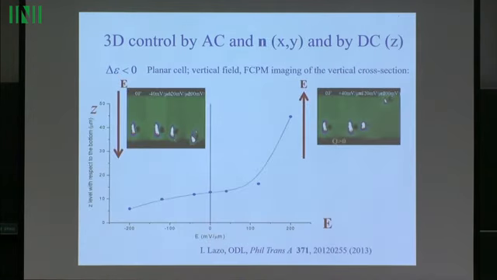And finally, you can even control the z position of the particles. Here I show that the particle that is active in the plane can also be shifted along the vertical direction. It's simply by applying a DC electric field that acts exclusively as a normal isotropic electrolyte and pulls the particle down or raises it to the top.